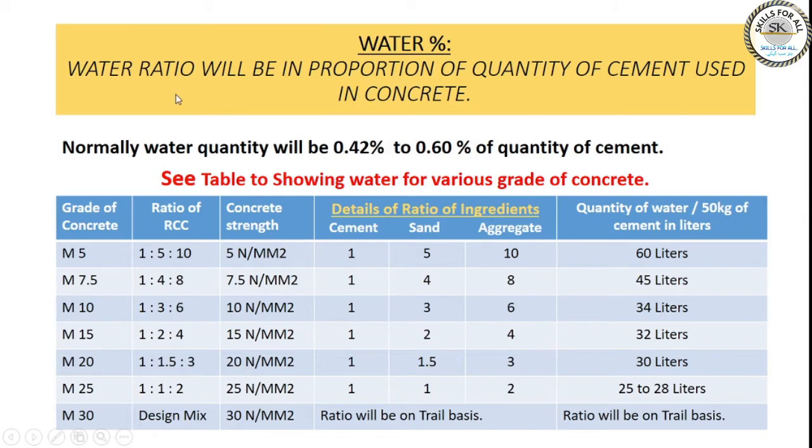Here is water percentage. Water ratio will always be directly proportional to the cement quantity, how much cement we are using, because cement is giving the strength and water is actually breaking the strength. Normally water quantity will be 42% to 60% of the quantity of cement.